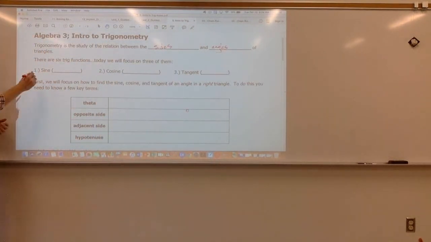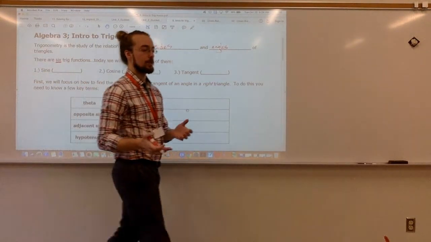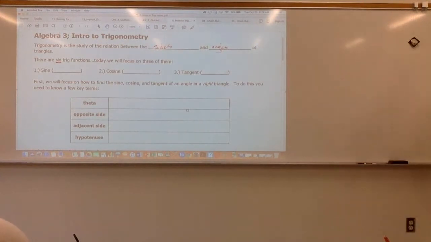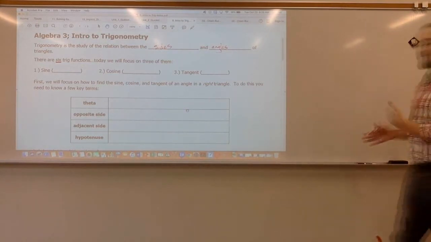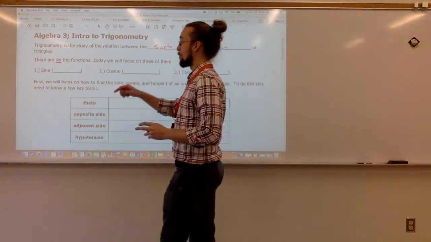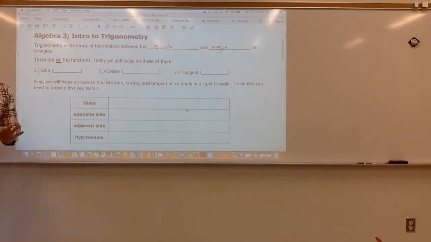Now, there are actually 6 trig functions. You've only seen 3 of them before, and we're only going to focus on 3 of them today, but we will look at all 6 of them eventually. The 3 that you have seen before are sine, cosine, and tangent. You've seen those in your geometry class.